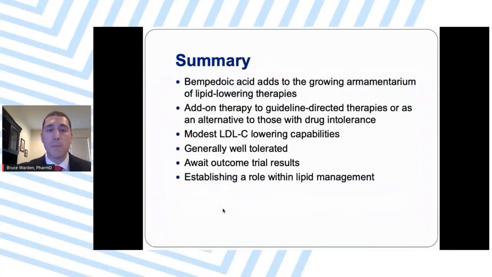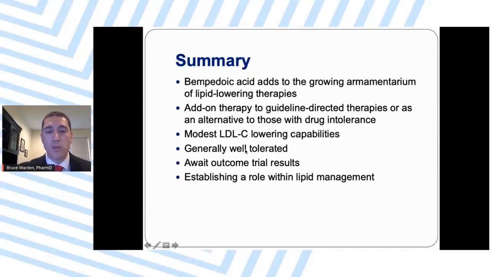So to wrap up then, bempedoic acid is a welcome addition to our growing armamentarium of lipid-lowering therapies. It's nice to have an add-on drug in severe FH phenotypes or in patients with ASCVD, and I'd likely carve out a role for statin-intolerant patients. It has modest LDL-lowering capabilities, though we seem to see a slightly more robust response in clinical practice.